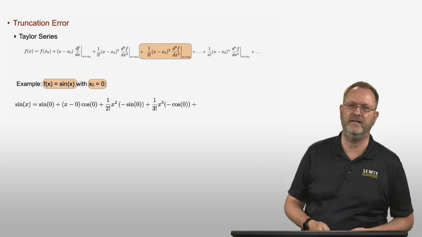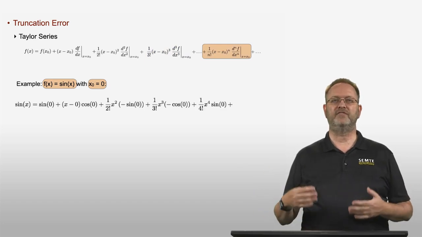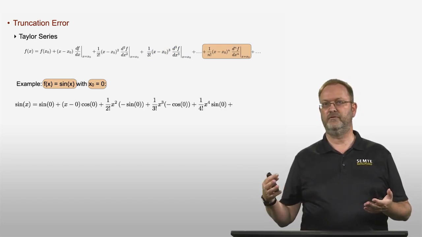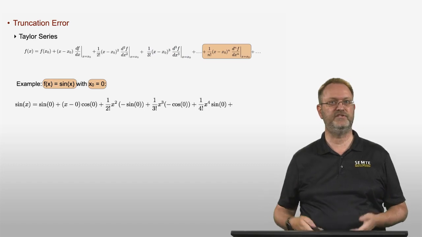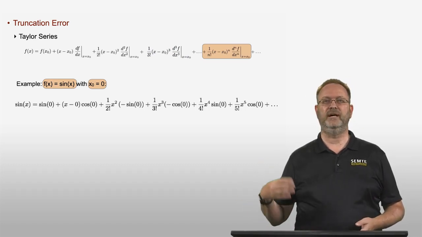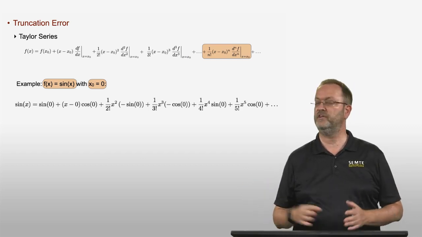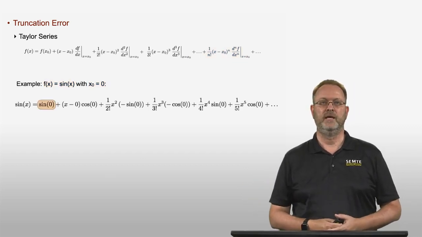So there's infinitely many terms. The next one would be 1 over 4 factorial x to the power 4 times the fourth derivative, which again is the sine of 0. And then we come to the fifth term and so on, right? The fifth derivative is the cosine evaluated at 0 and so on. So there's infinitely many terms.